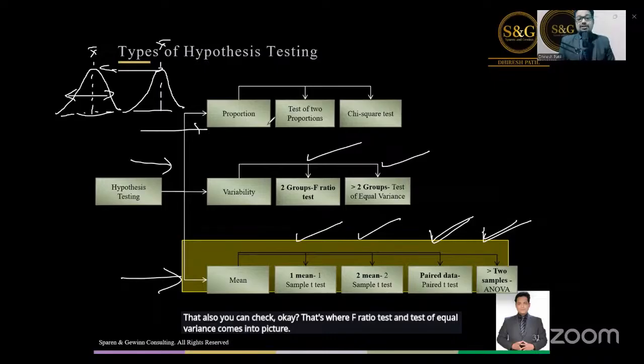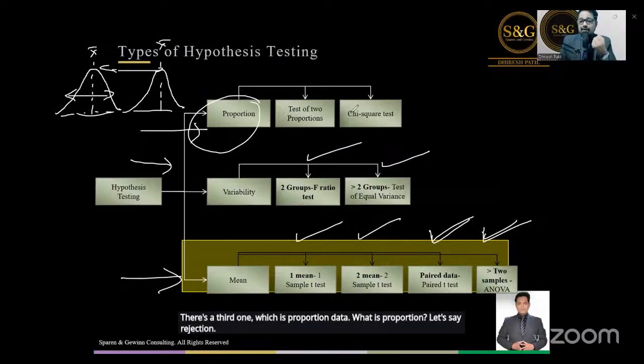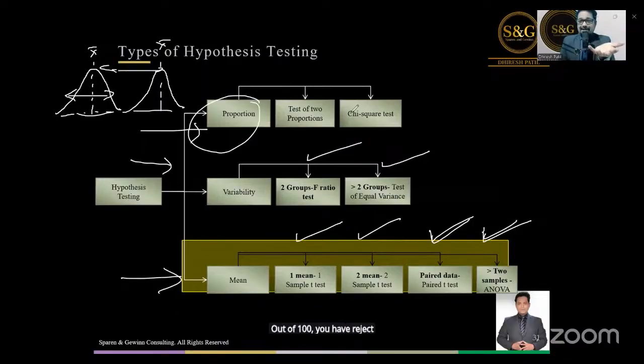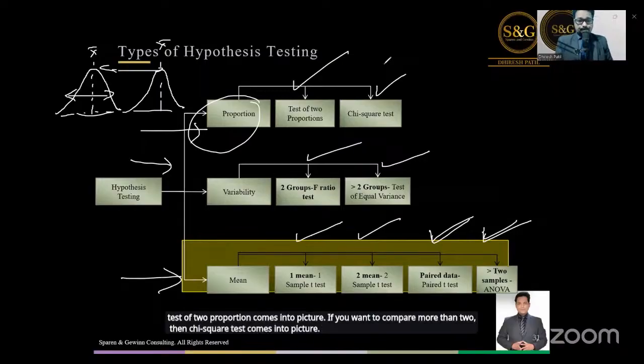There's a third one, which is proportion data. What is proportion? Let's say rejection. Out of 100, you have rejected, let's say, 10. That is called 10% rejection. Now you want to compare this proportion of rejection shift-wise. If you want to compare two samples, that's where the test of two proportion comes into the picture. If you want to compare more than two, then the chi-square test comes into the picture.